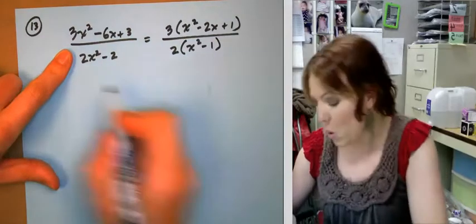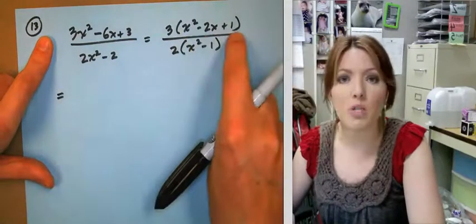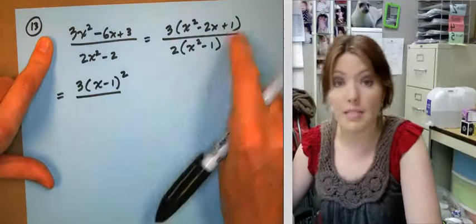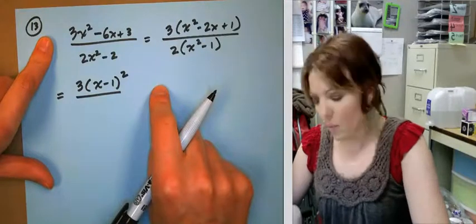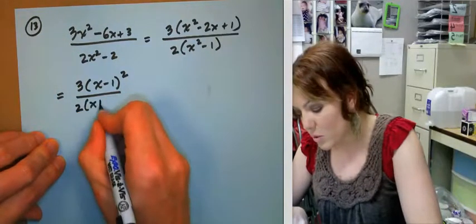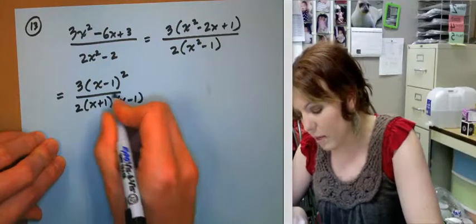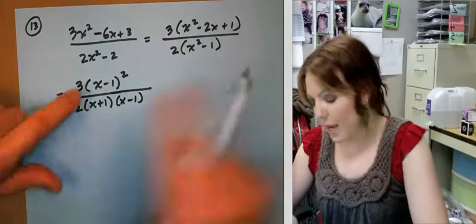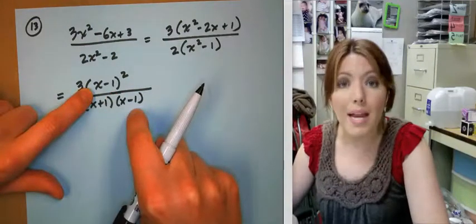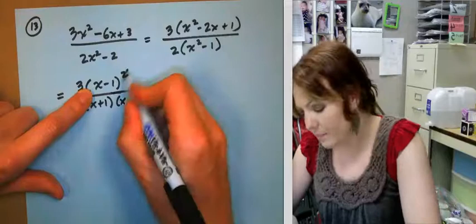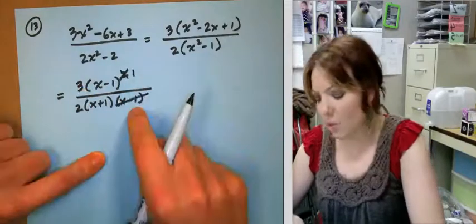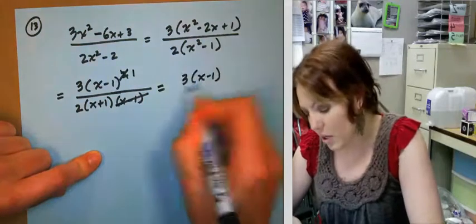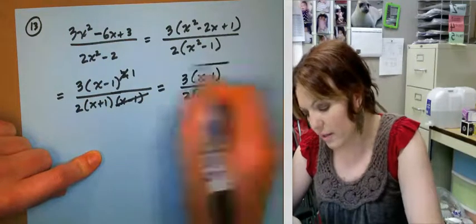From here, what we end up with on the top is a perfect square trinomial, and a perfect square trinomial factors to x minus 1, so in this case, x minus 1 squared. The bottom one, we have 2, and then a difference of squares, which factors to x plus 1 and x minus 1. Now we're looking for anything that we can reduce. We have 2 x minus 1s on the top and 1 x minus 1 on the bottom, which means one of them gets canceled out. So we're left with 3 times x minus 1 over 2 times x plus 1.